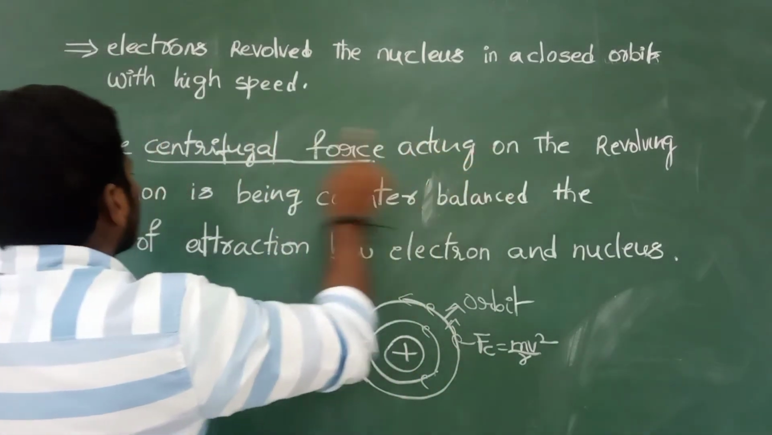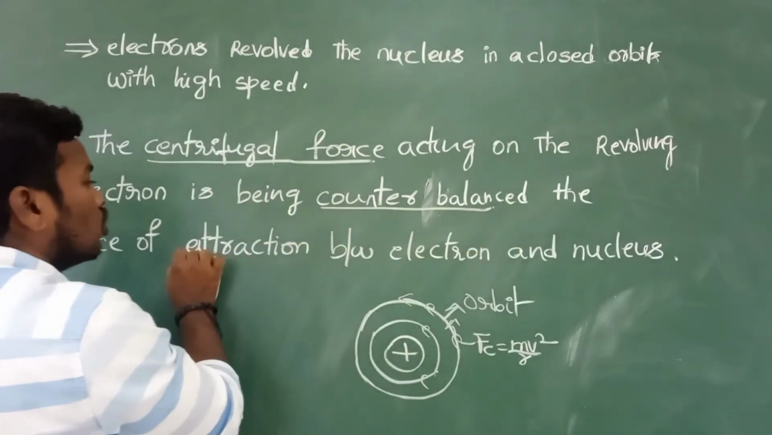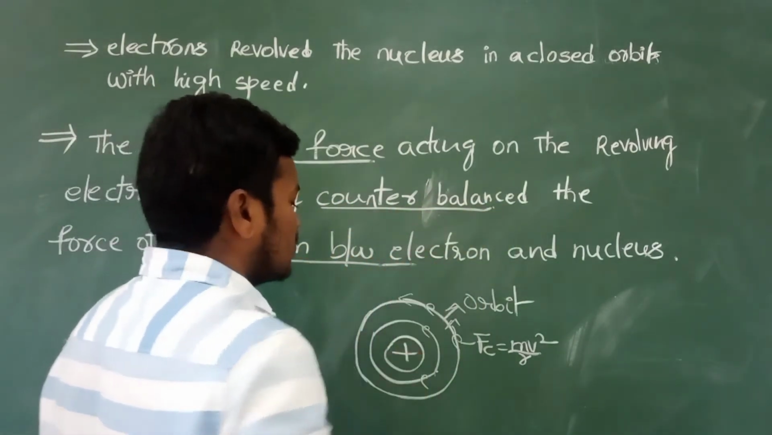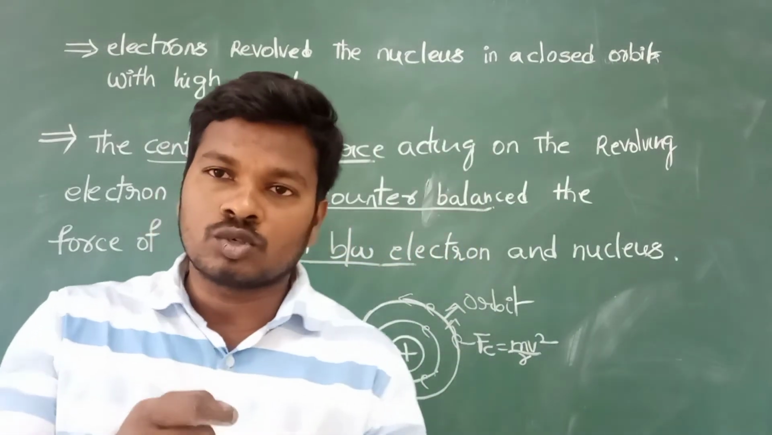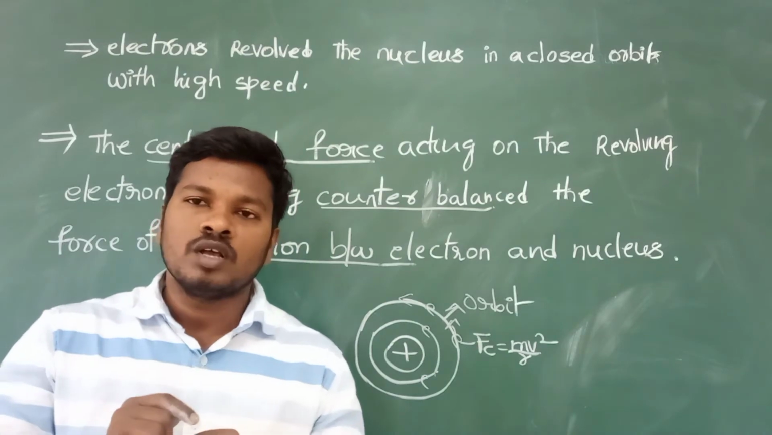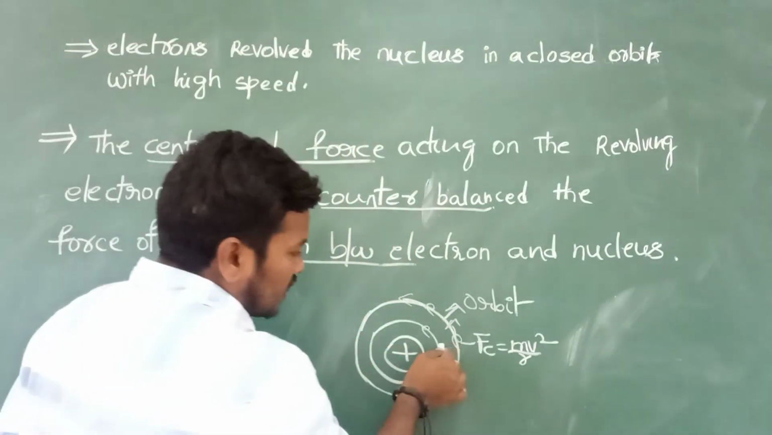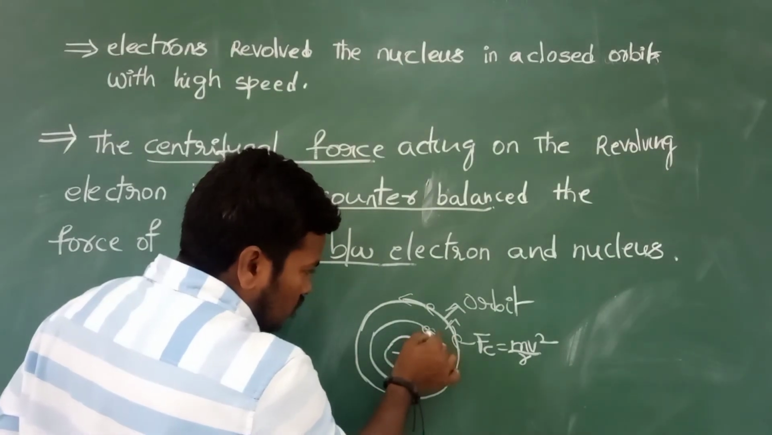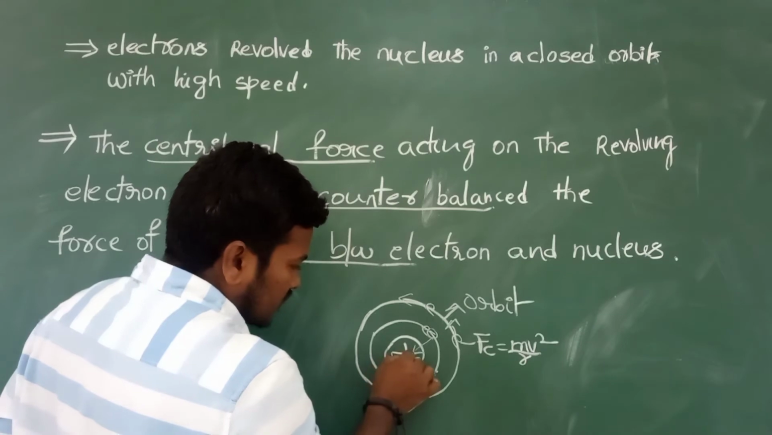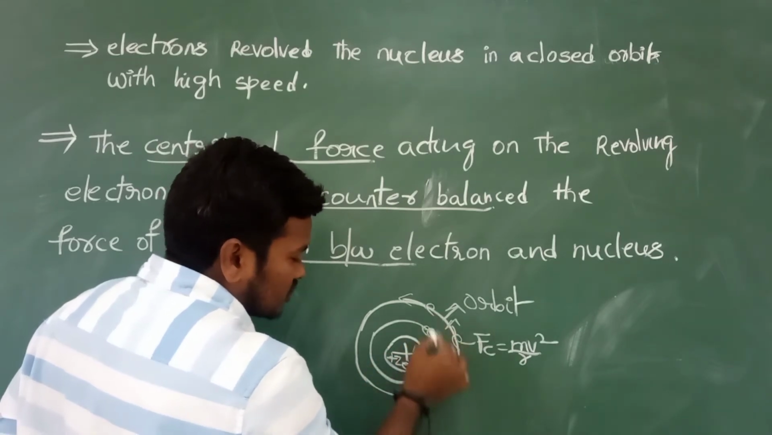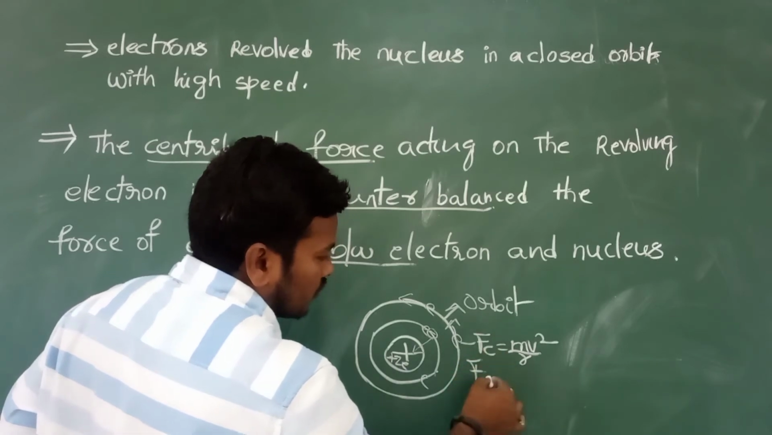At the same time, the force acting on the revolving electron is counterbalanced by the force of attraction between the electron and the nucleus. Electrons have negative charge and protons have positive charge, so there is an attraction. That is called the electrostatic force of attraction. The negatively charged electron is attracted by the positive charge of the nucleus. The nucleus has charge plus Ze, and the electron has charge e, so some force of attraction will be there.